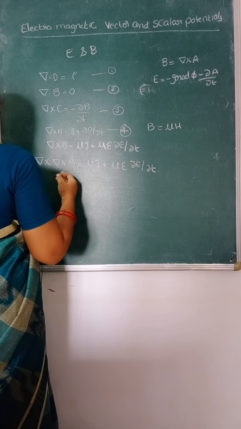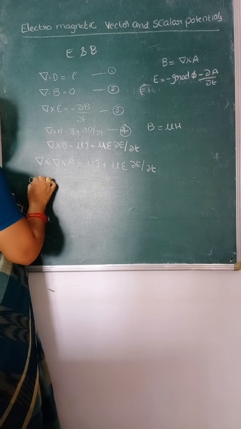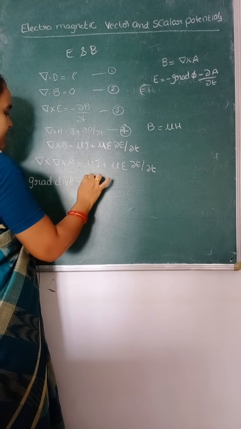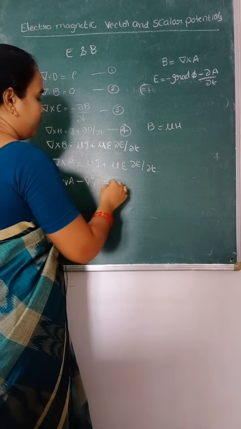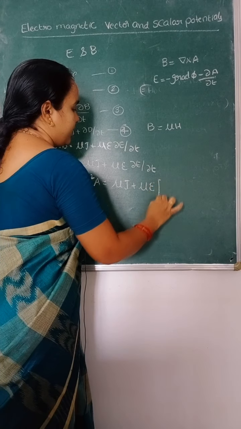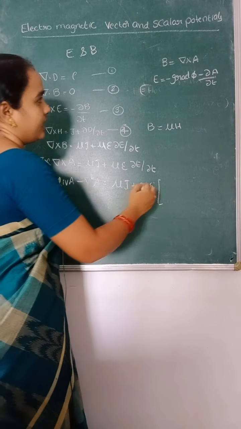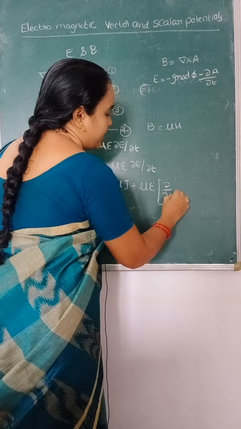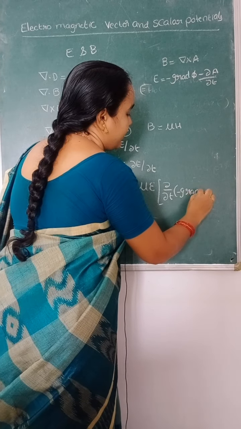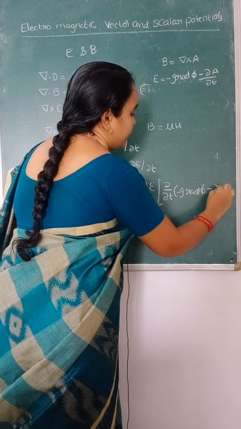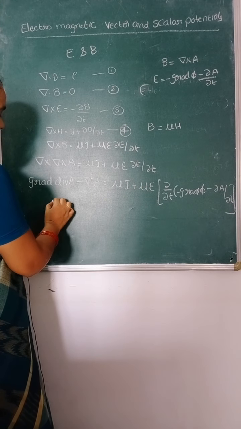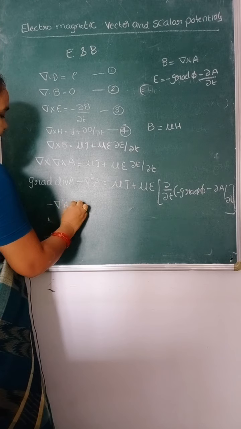Del cross A is gradient of divergence of A minus del square A is equal to mu J plus mu epsilon dou by dou T of gradient of phi, that is dou by dou T of E, which is nothing but minus gradient of phi minus dou A by dou T minus del square A is equal to mu J.